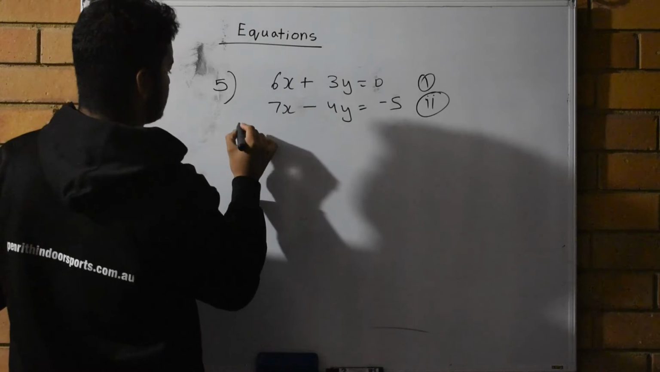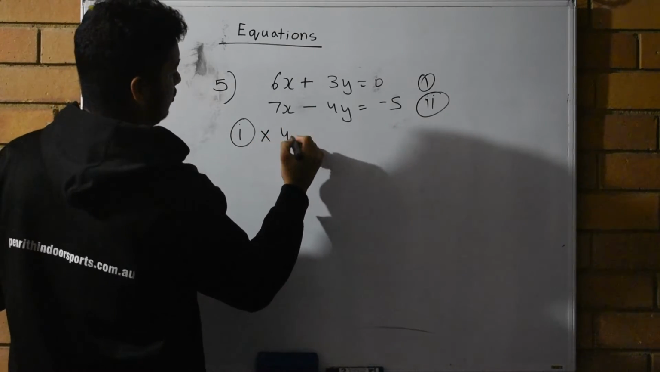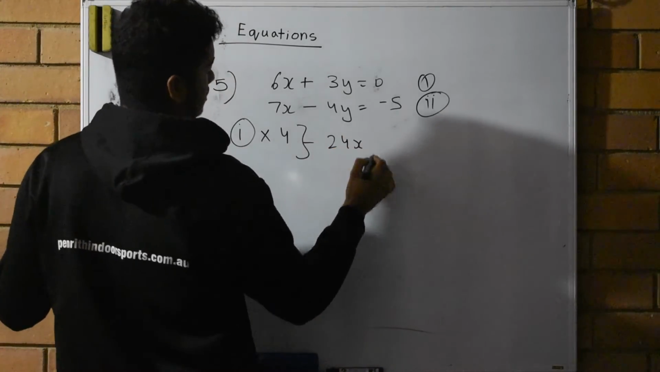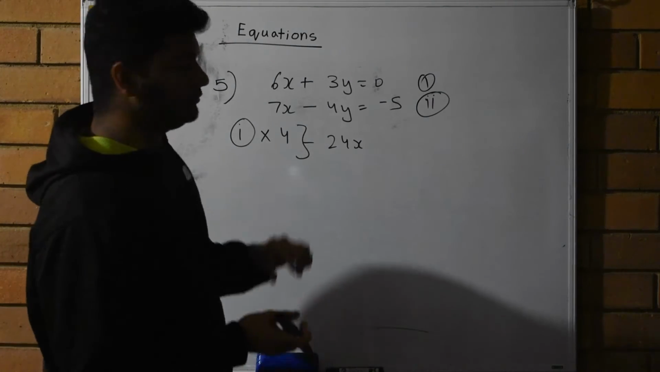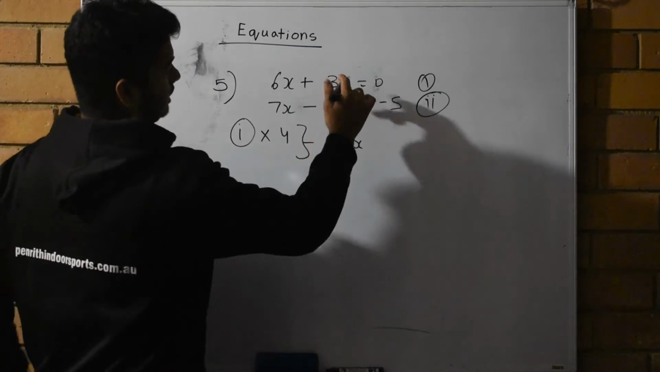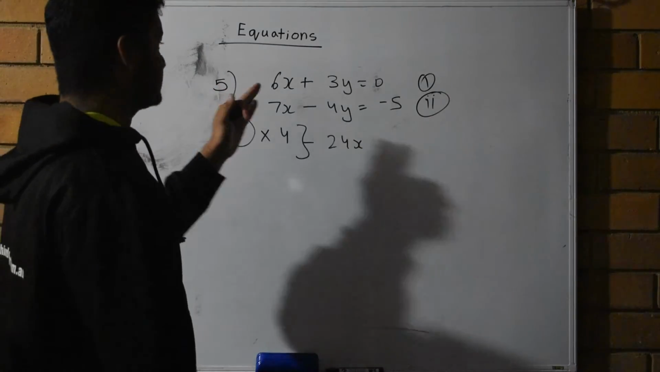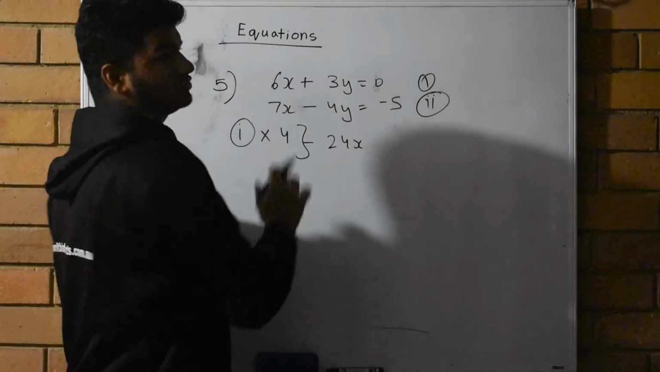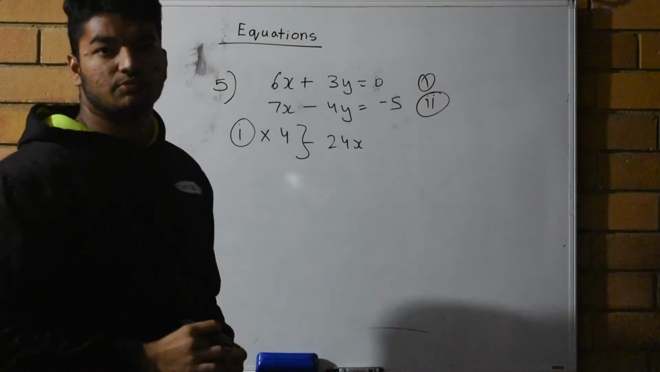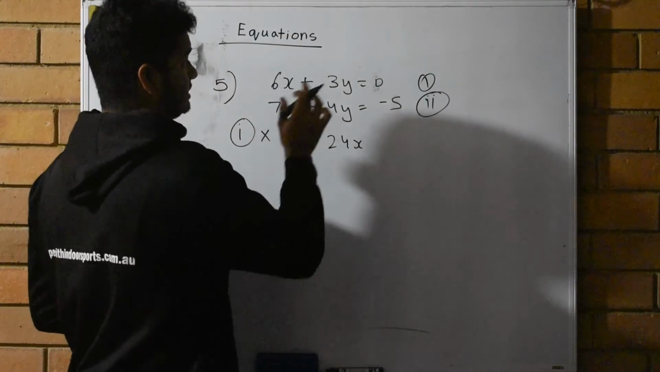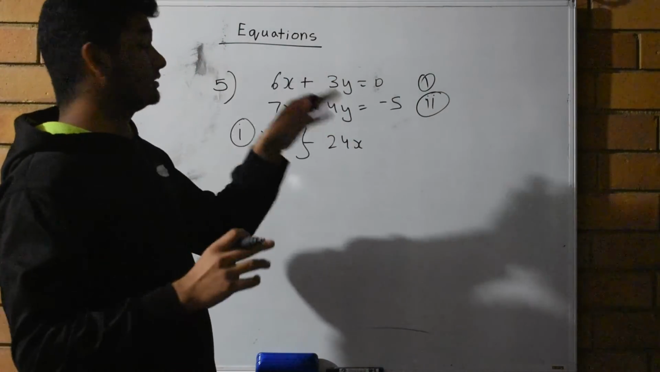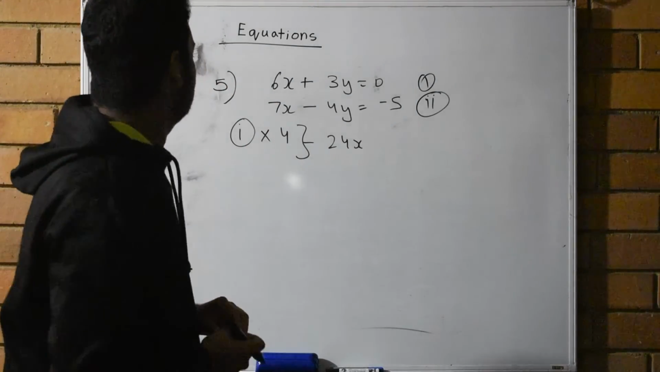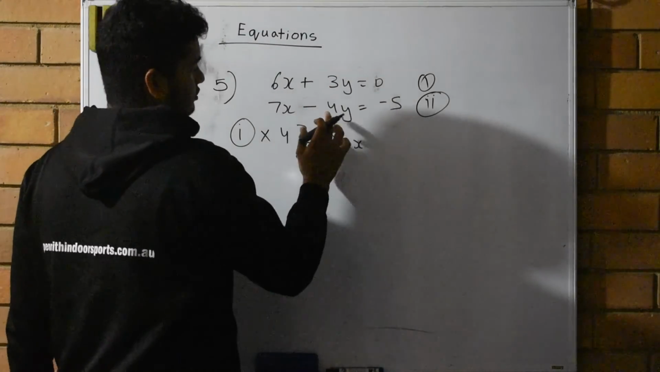So equation 1 times 4. What I'm trying to explain in this case is we've got to get rid of the y's so that our x's give us some value, by making the y's equal to the same value. So 3 and 4, the common multiple is 12. I'm trying to get both equations' y's to 12. So times 4 for this one and times 3 for this one.